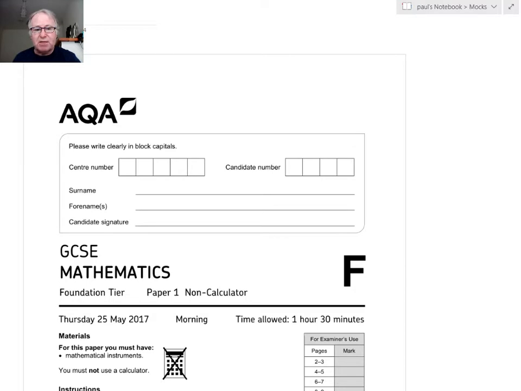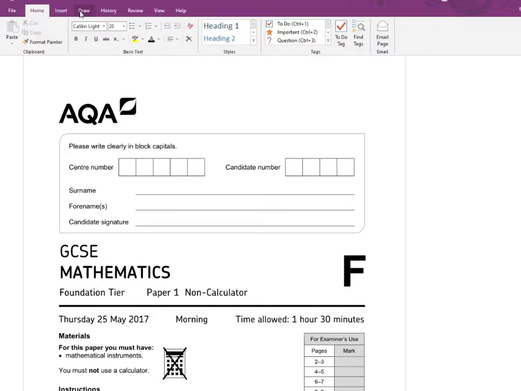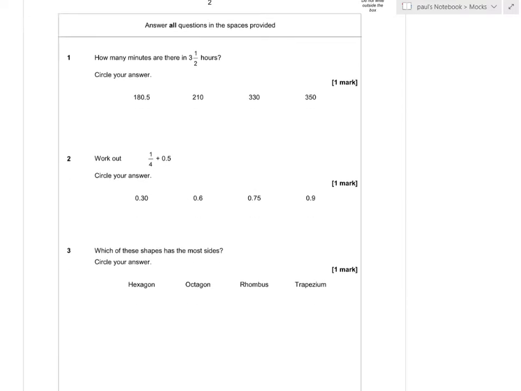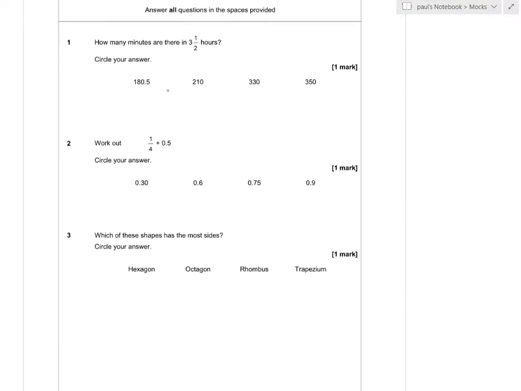GCSE Maths Foundation tier from AQA way back in May 2017. So this was the very first of the 9-to-1 type papers. So let's have a go. It's a no calculator paper. Let's have a go. Of course, that's providing I can make this work. This kind of blue, yeah, that goes blue. Here we go. Right. Okay, how many minutes are there in 3.5 hours?